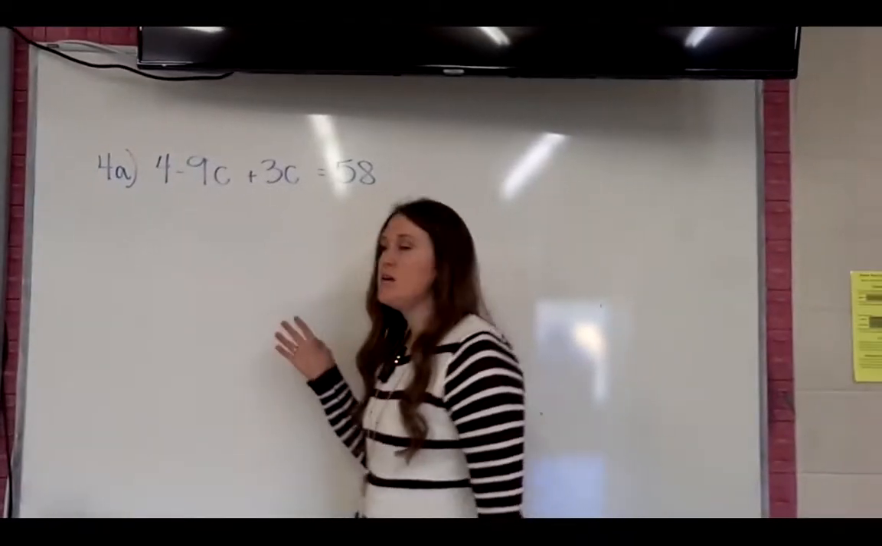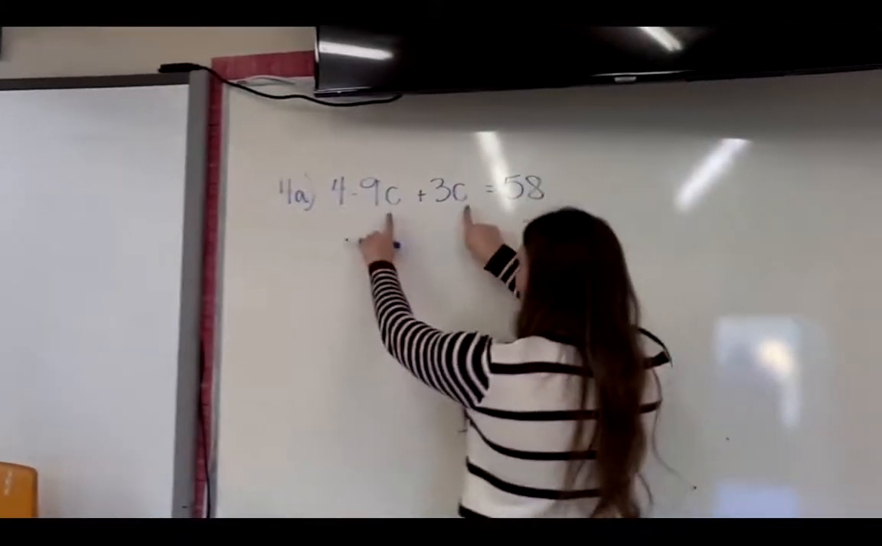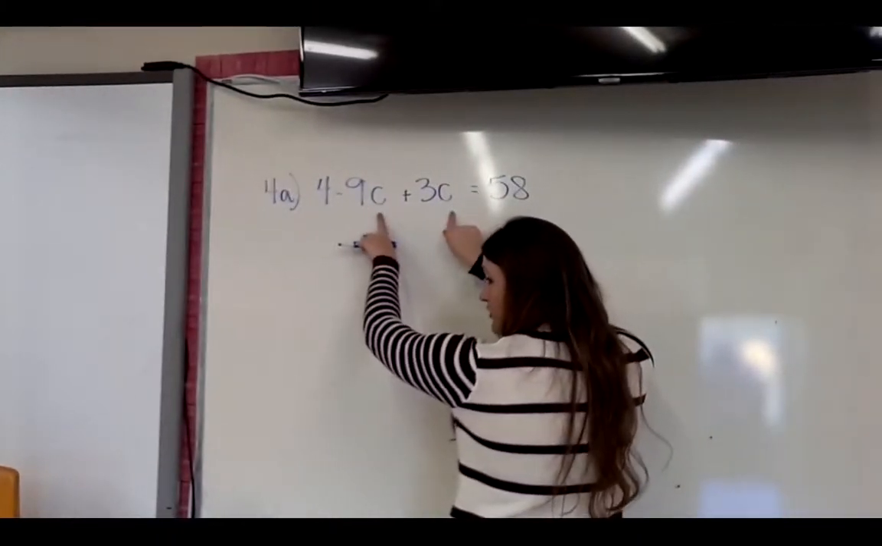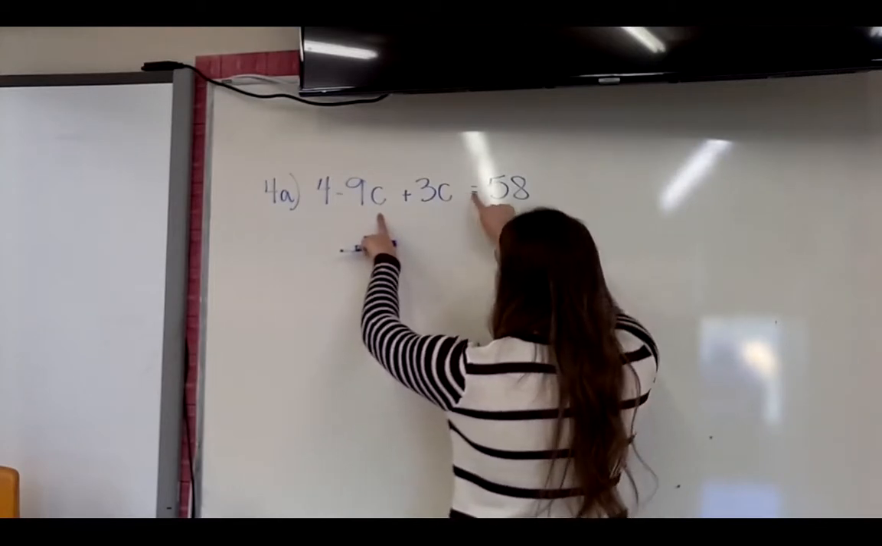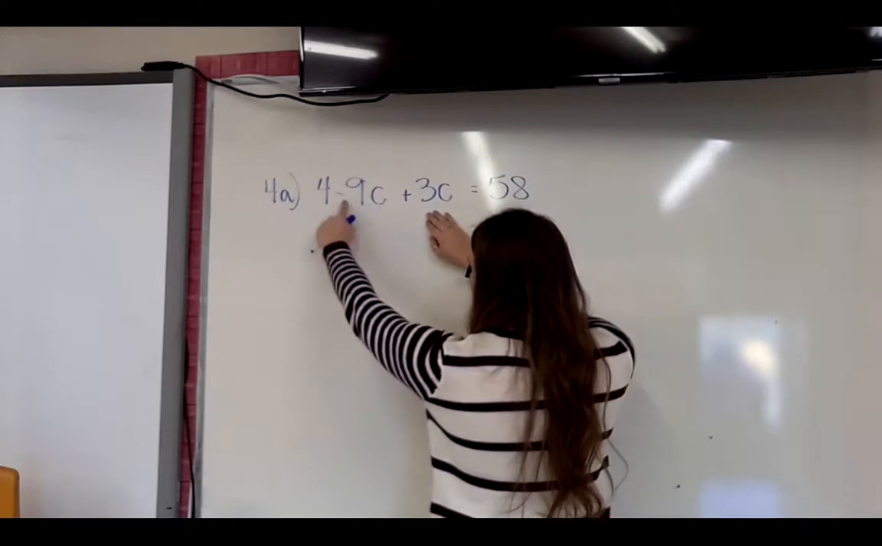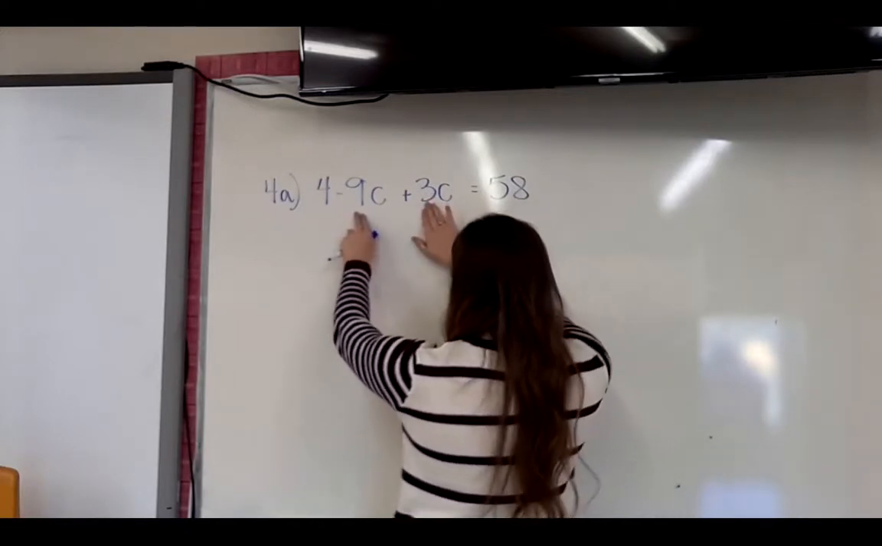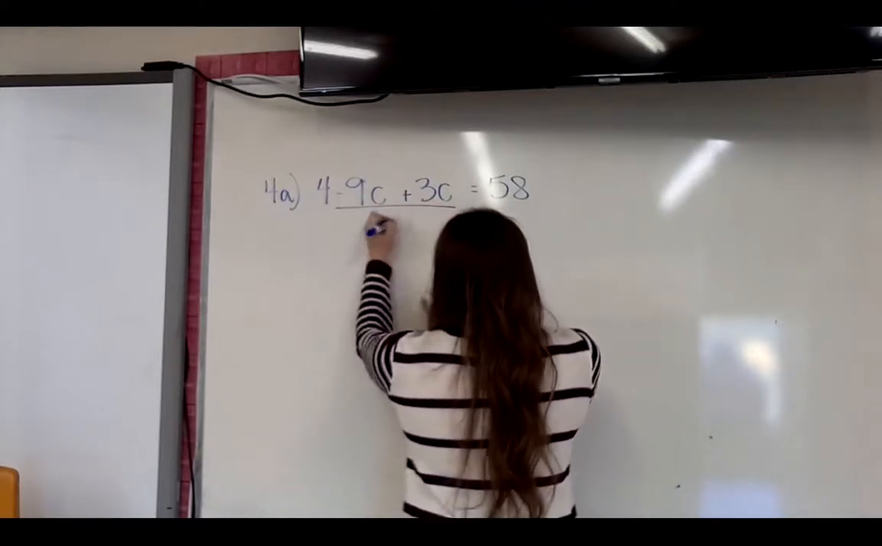On 4a, we have 4 minus 9c plus 3c equals 58. So I have two c's. So before I can solve for it, I have to get those together. Since they are on the same side of the equal sign, we just do what's between them. This is negative 9c plus 3c. Negative 9 plus 3 is negative 6. So I have negative 6c.